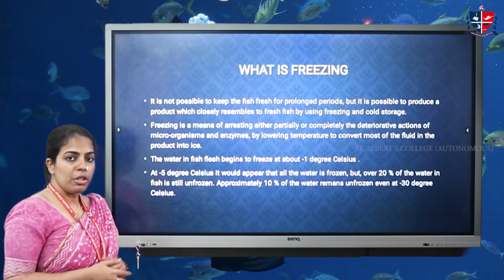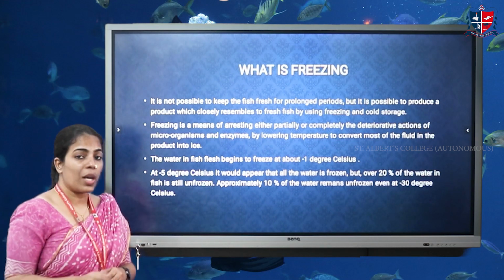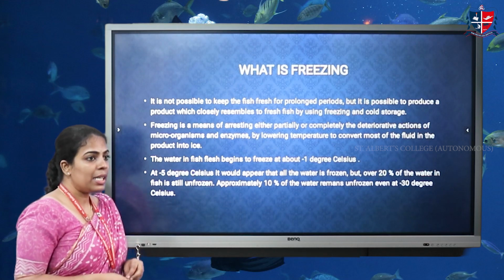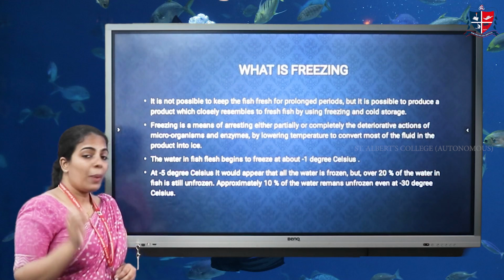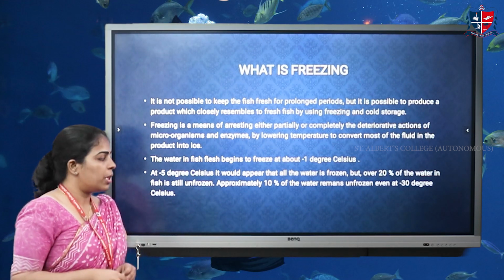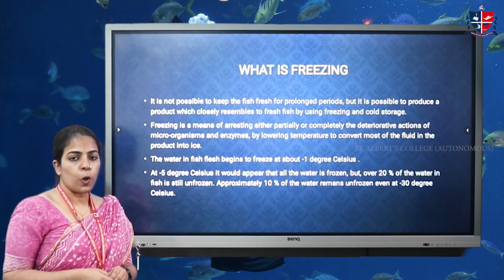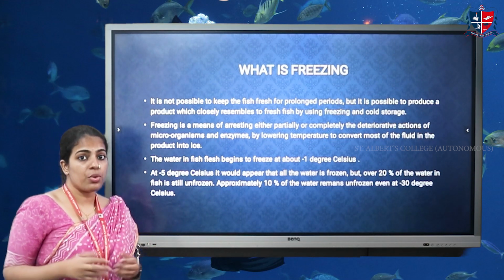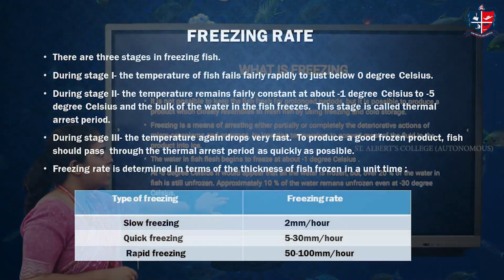So we can say the water in the fish flesh begins to freeze at -1 degree Celsius, and at -5 degrees Celsius almost 20% of the water remains frozen, but about 10% of the raw water remains unfrozen even at -30 degrees Celsius.